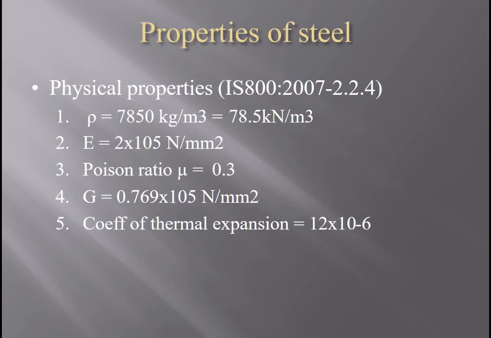Now the properties of steel. These are the physical properties given in IS 800-2007, clause 2.2.4. Density of steel is 7850 kg per meter cube, or 78.5 kN per meter cube. Modulus of elasticity E is equal to 2 into 10 to the power 5 Newton per mm square. Poisson's ratio mu is equal to 0.3. G is equal to 0.769 into 10 to the power 5 Newton per mm square. Coefficient of thermal expansion is 12 into 10 to the power minus 6. These are the physical properties.